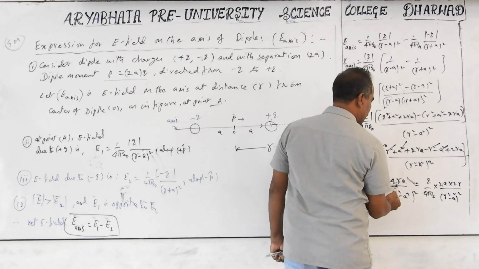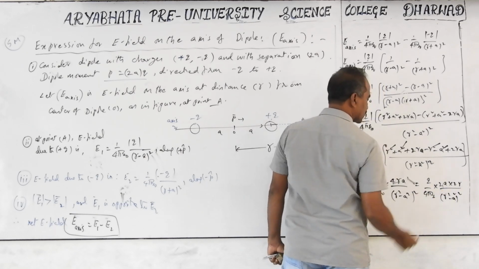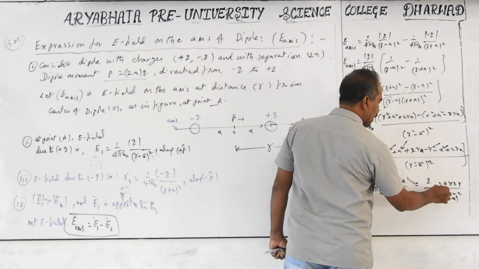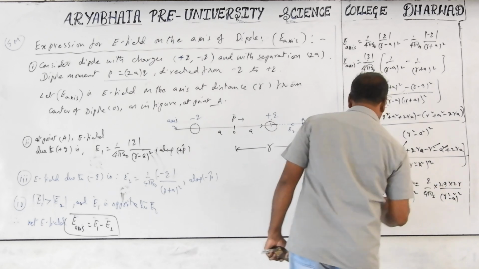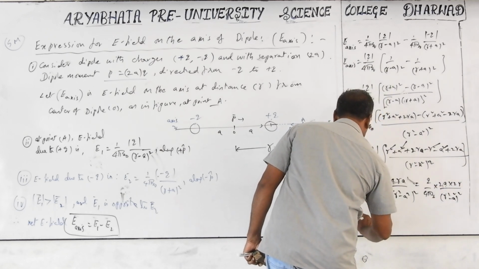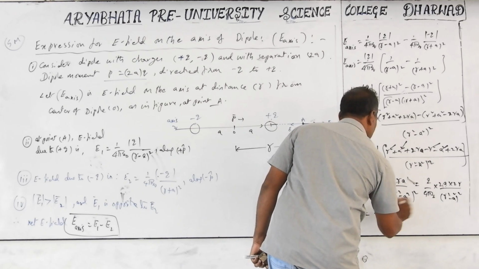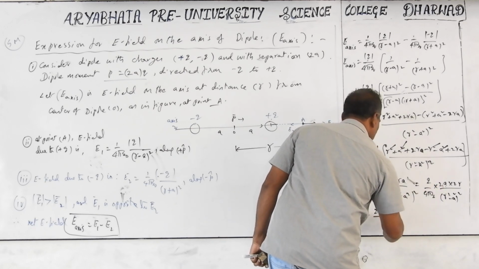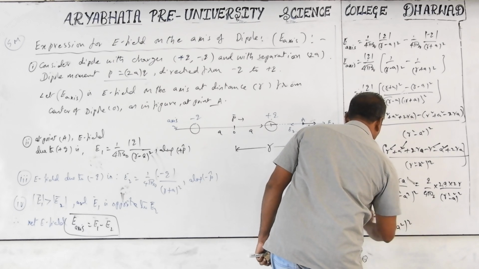This 4 I am writing as 2 into 2. So 2a into 2r is 4ar. In this second part I will separate 2a into q. What is 2a times q? It is the dipole moment, take it as 2pr. Therefore E axis is equal to 2p into r by 4 pi epsilon naught into (r square minus a square) whole square.